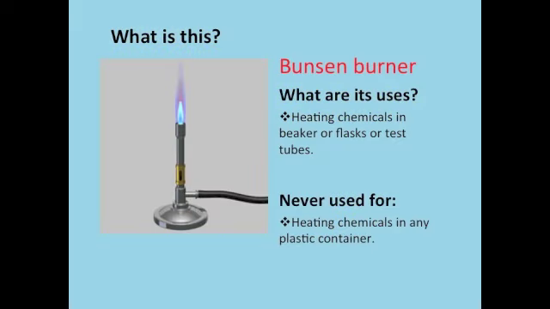This is a Bunsen burner. Bunsen burners are used for heating chemicals just like a hot plate. The difference is this is an open flame as opposed to a stovetop hot plate. You never want to heat anything made of plastic, obviously, in a Bunsen burner because it'll melt. It's pretty easy to have accidents with a Bunsen burner because of that open flame, so you want to be very careful and turn them off when you're not using them.